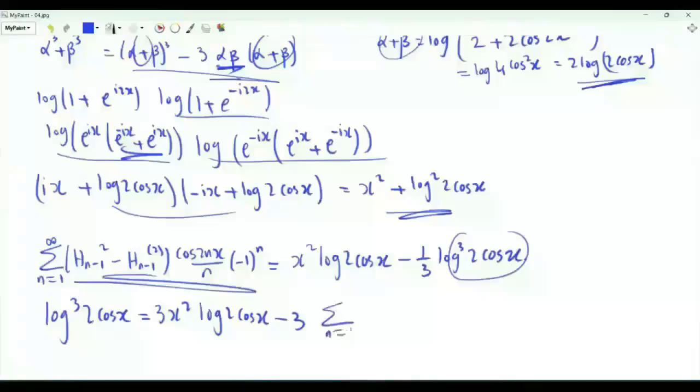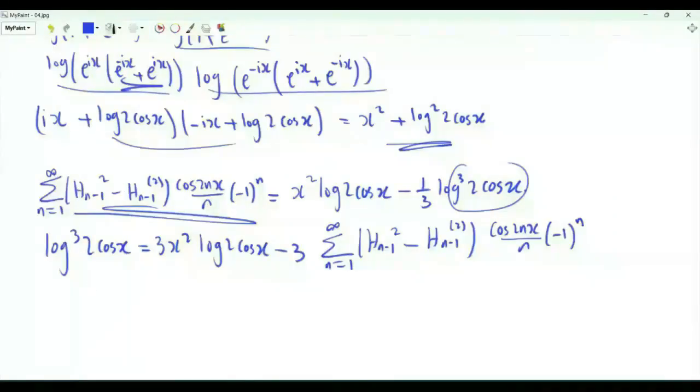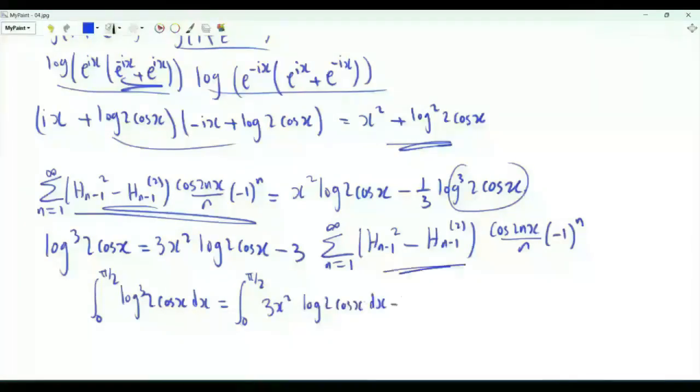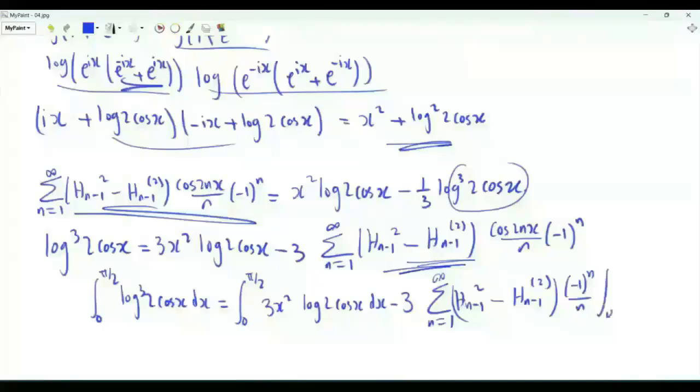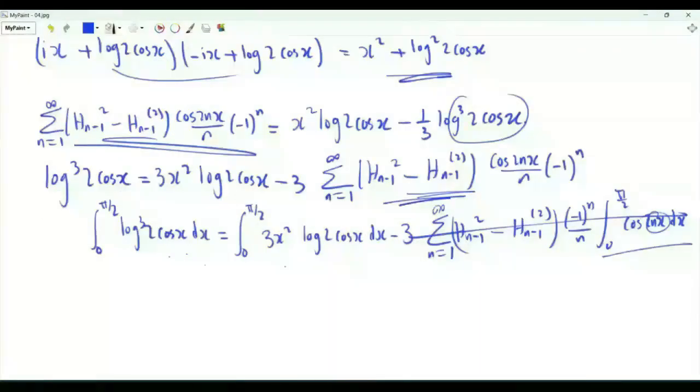It is equal to 3x squared log(2 cosine x) minus 3 times this sum. Integrate both sides from 0 to pi over 2. We have the integral over x from 0 to pi over 2 of the cube of log(2 cosine x) equal to the integral from 0 to pi over 2 of 3x squared log(2 cosine x). Integrating term by term, we obtain minus 3 times the summation n from 1 to infinity of this bracket, times minus 1 to the power n over n, times the integral over x from 0 to pi over 2 of cosine 2nx. This integral is 0 for every positive integer n. These two integrals are equal.